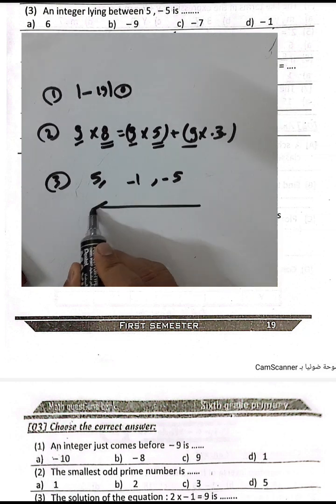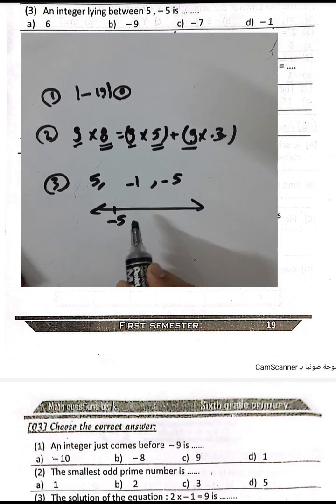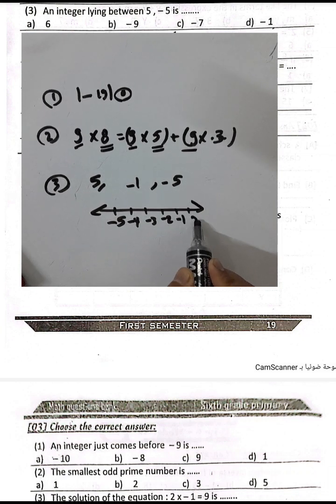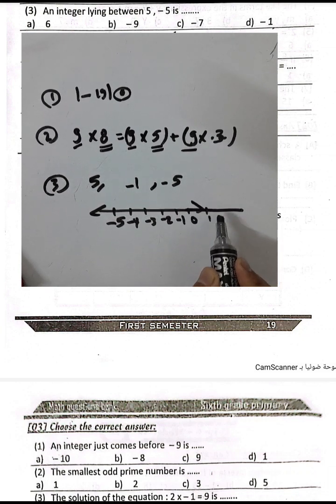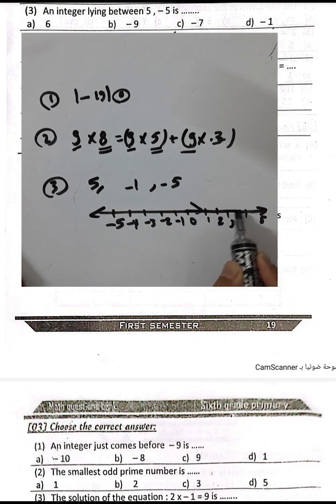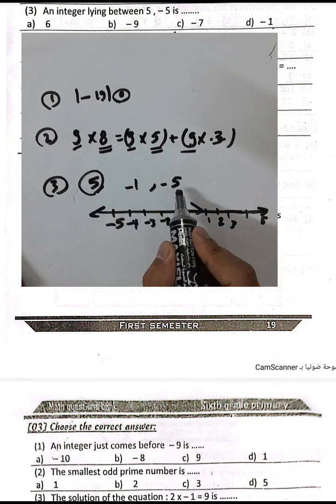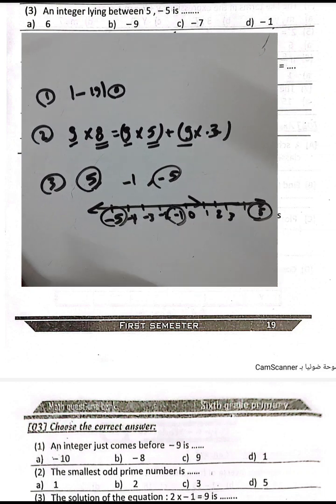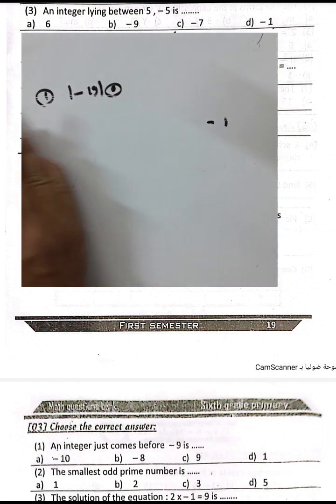Look at the number line. If we have negative 5 here, negative 4, negative 3, negative 2, negative 1, 0, 1, 2, 3, 4, and 5. Then the number that lies between 5 and negative 5, what will it be? It will be negative 1. This number lies between 5 and negative 5.